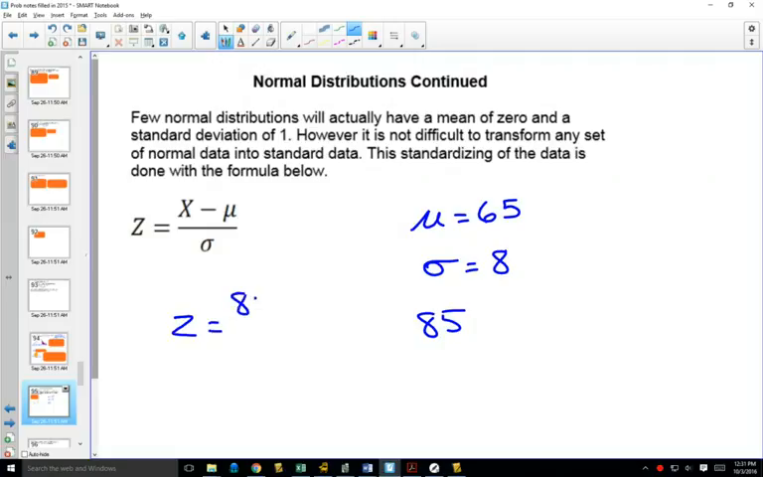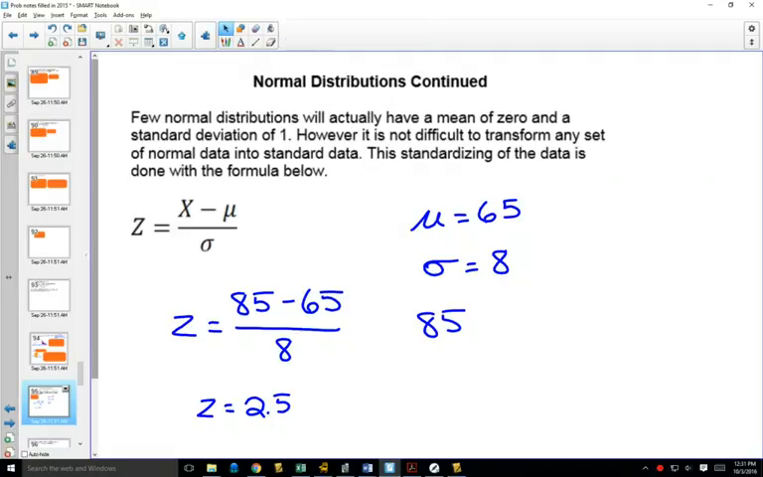Our score was 85. The average was 65, which makes you 20 above the average. If the standard deviation was 8, well, 20 divided by 8, your Z-score would be 2.5, and that stands for 2.5 standard deviations above the mean. So that's all a Z-score does.